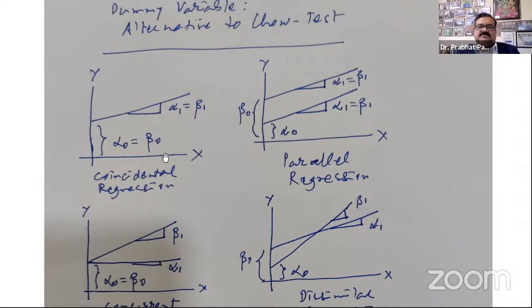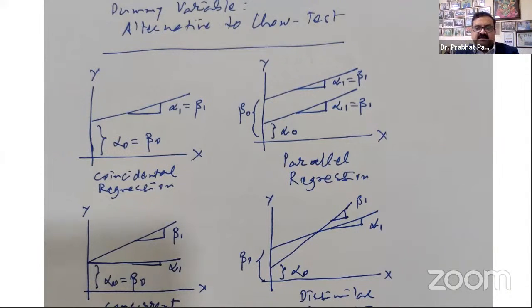In the first scenario, you have a coincidental regression. That means if alpha represents the intercept and the other parameters of one equation, one regression before the cutoff, and beta represents the parameters of the regression after the event, then here we find that the intercept of both the regression equations are the same, and the slope of both the regression equations are the same. So if this happens, this is a pure coincidental regression.